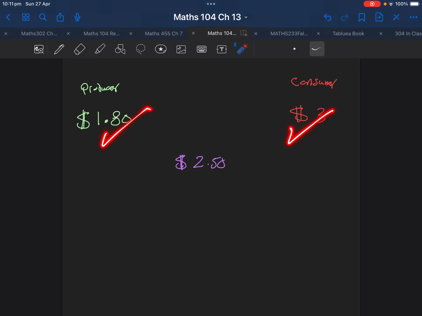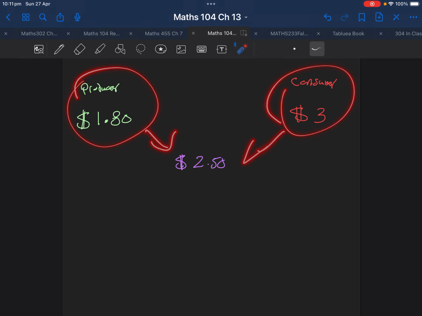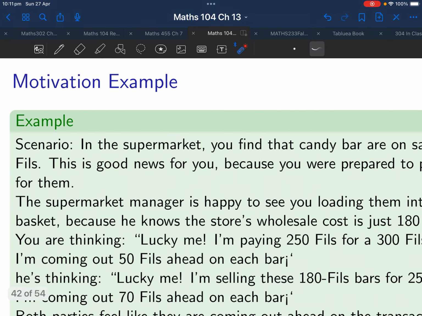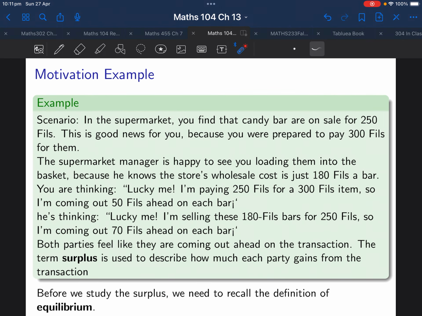So this one is happy, this one is happy, and this is where we can start buying and selling. We agree upon a price, each one has its own expectation, and then everyone will get profit. So if I just repeat this example, in a supermarket, you find a candy bar for 250 fels, which is the same unit as in our example. This is good news for you because you were prepared to pay 300 fels. So you are willing to pay more when you come to the supermarket, and you find it less than what you are expecting.